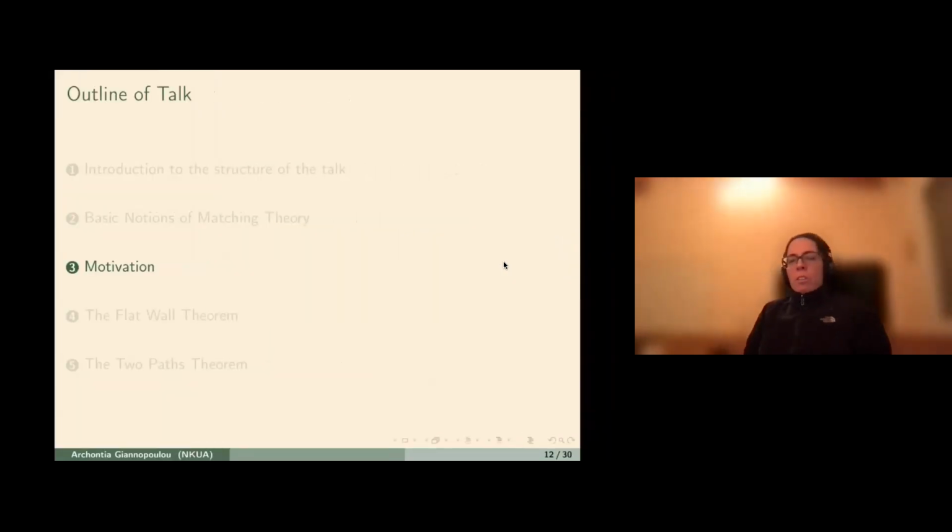But what is all this? What is the motivation about going into graphs with perfect matchings? And why think about the theory? Why do we think about the structure of graphs with perfect matchings?